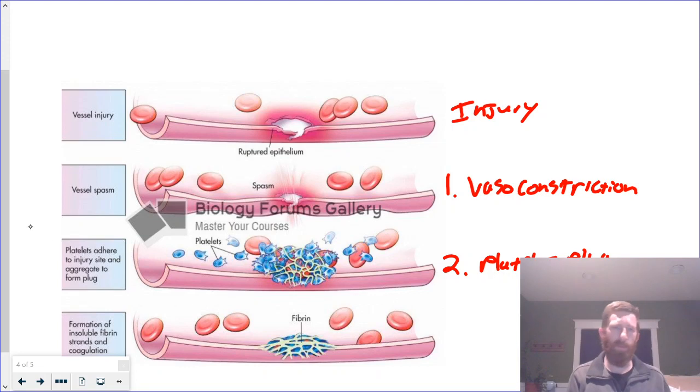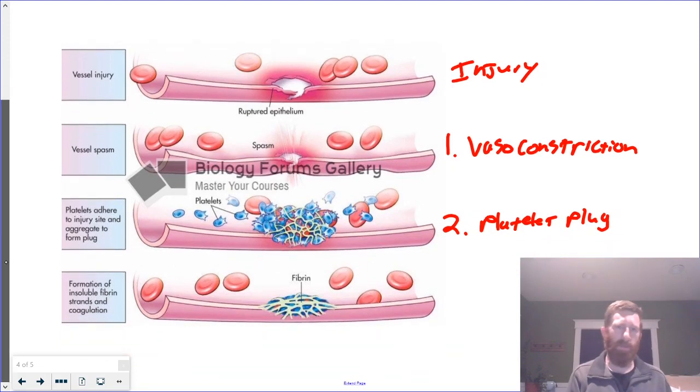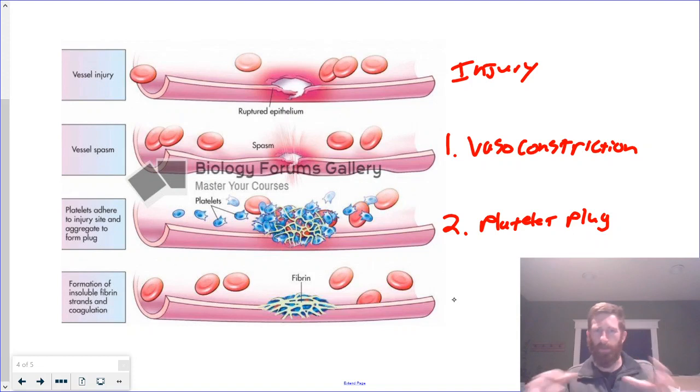And number three is that the platelet plug then attracts another thing in the plasma in the blood called fibrin, which makes a stronger mesh, and that's actually the clot. So number three, the platelet plug causes the clot to form.